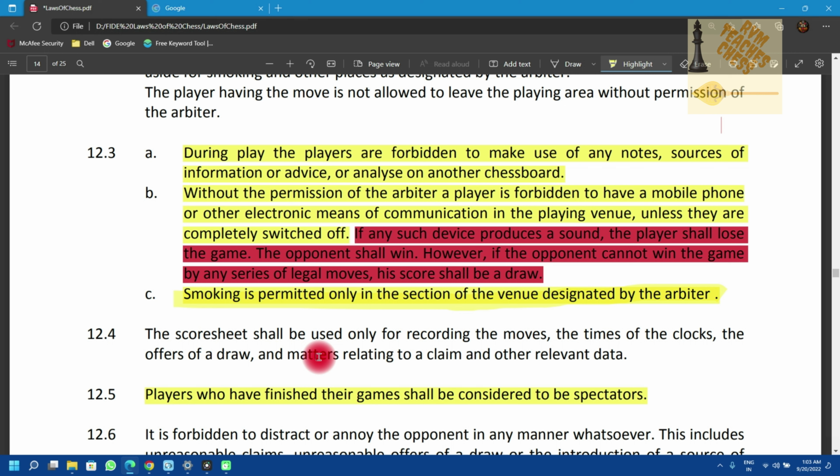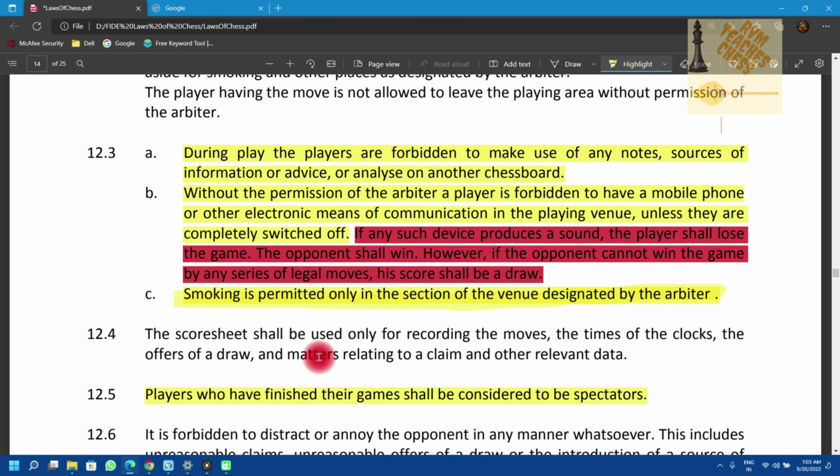And in case you forget, and if your mobile phone is not switched off and it turns on, or if someone calls you by mistake and the phone turns on, if it produces a sound, then you shall lose your game immediately. The opponent shall win. However, if the opponent cannot win the game by any series of legal moves, his score shall be a draw. But this happens rarely, only in the endgame, where you're left with no pieces or something like that. But usually, you lose the game immediately if your mobile phone switches on and creates any sound.